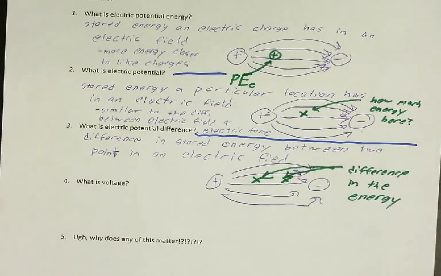Okay, any questions between those three things so far? Because they're very similar and yet very different, and it's important to know the difference between them. So electric potential energy is how much energy a charge has. Electric potential is how much energy an area in the field has. And electric potential difference is the difference in the energy between two positions.